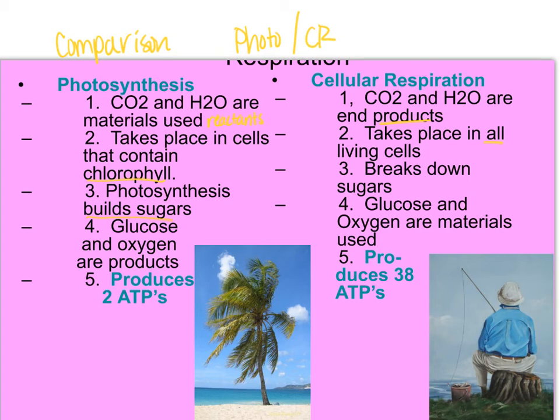Photosynthesis builds sugars. So sugars are a product of photosynthesis, whereas cell respiration breaks down sugar. So that's going to be a reactant. So glucose and oxygen are products of photosynthesis, but they are reactants of cell respiration. And finally, photosynthesis produces 2 ATP, whereas cell respiration produces up to 38 ATP.